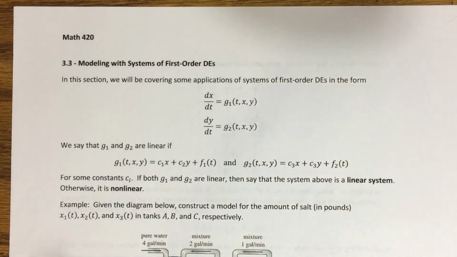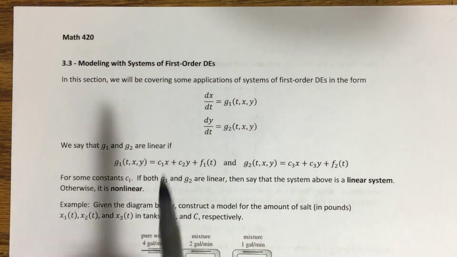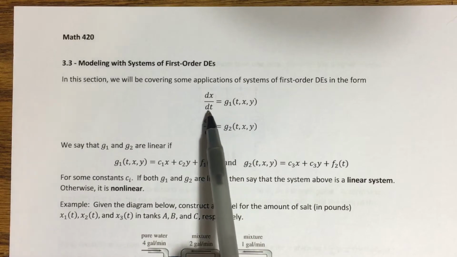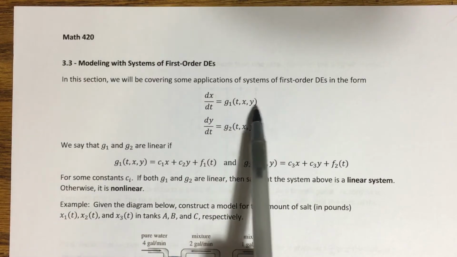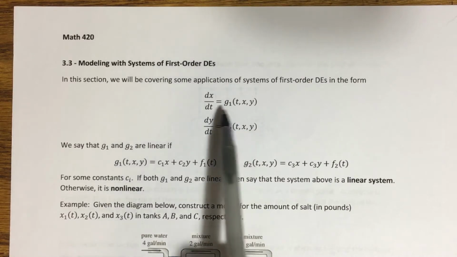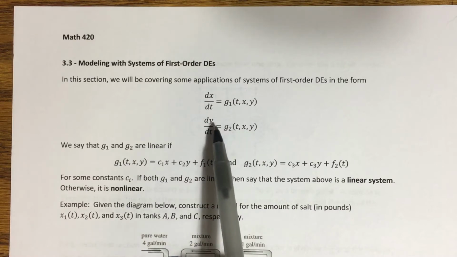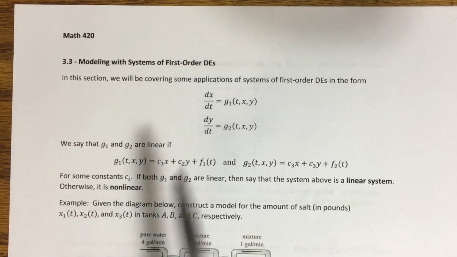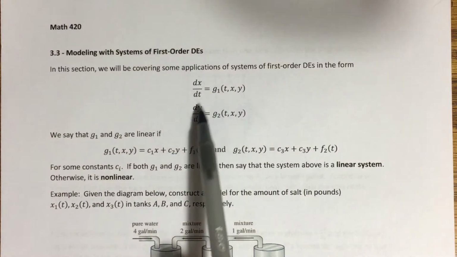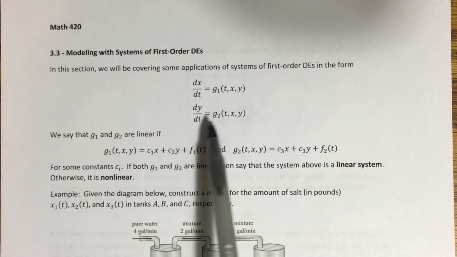So with that said, we're specifically focusing on first-order DEs, as the title implies. And a system of first-order DEs can take this form. dx/dt equals some function g1 of t, x, and y. dy/dt is equal to some function g2 of t, x, and y. They don't always have to have this form. The dx/dt and the dy/dt don't have to be isolated. We can have more than two equations. In fact, our very first example will be a system of 3 equations as opposed to 2. But this is just a general idea of what these systems might look like.